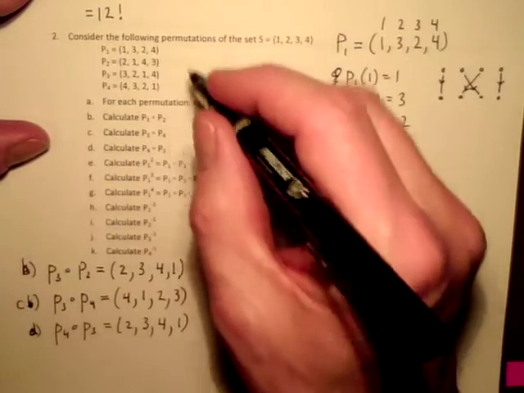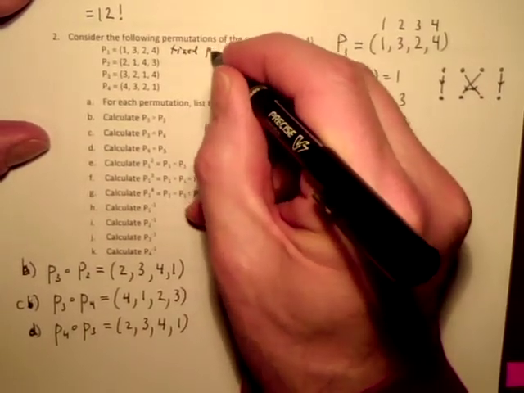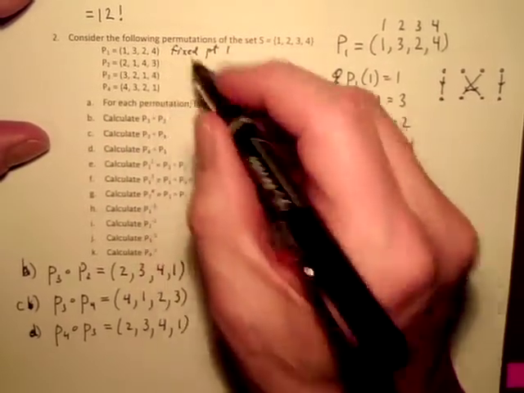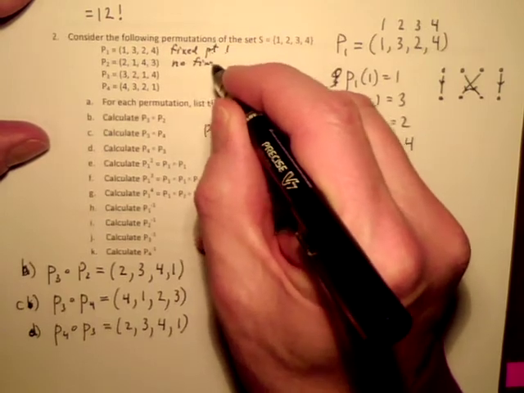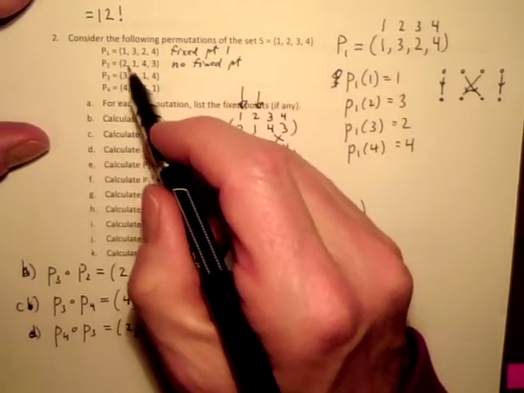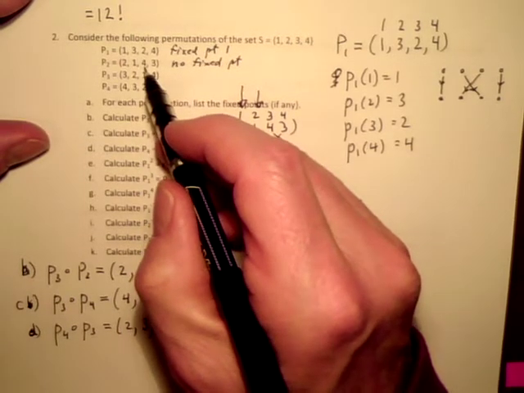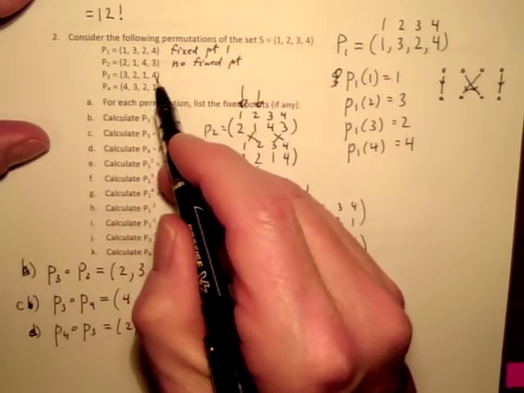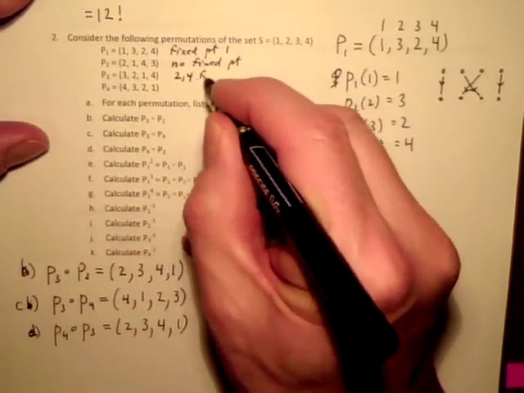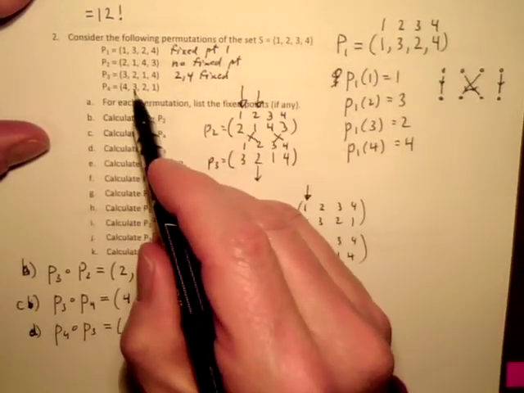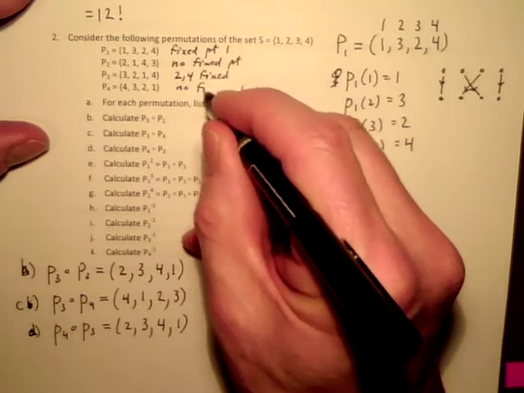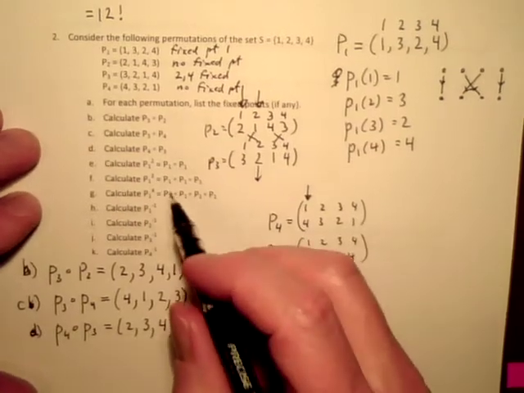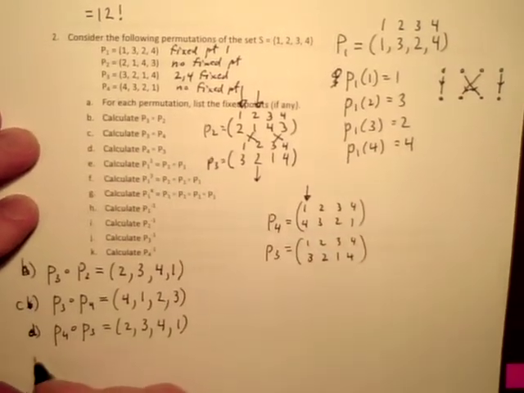So P1 has a fixed point of 1. P2 has no fixed points. There's not a 1 in the 1's place, there's not a 2 in the 2's place, there's not a 3 in the 3's place, and there's not a 4 in the 4's place. Here I just count 1, 2, 3, 4. And then the 2 and the 4 were in their spots. And here 1, 2, 3, 4, and no fixed points for number 4.